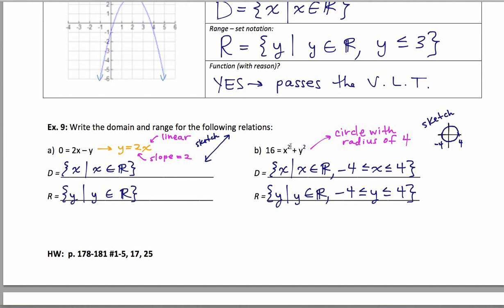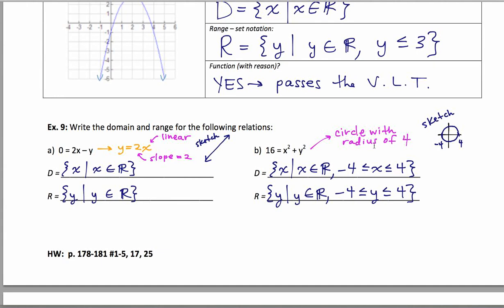This one here, notice the x is squared and the y is squared. So x squared plus y squared equals 16. You may remember from grade 10 that a circle at the center, or at the origin, will have the equation x squared plus y squared equals r squared. So that means our radius is 4.